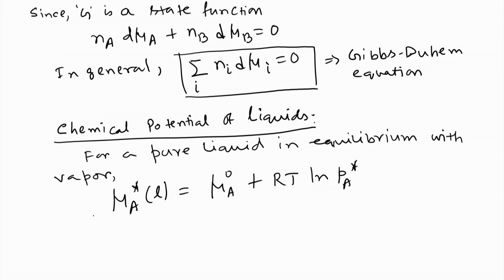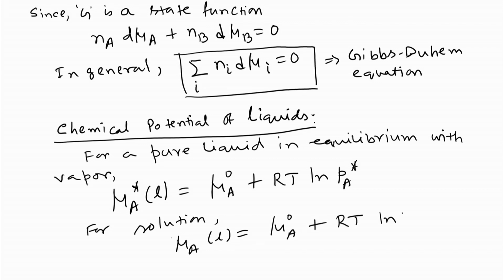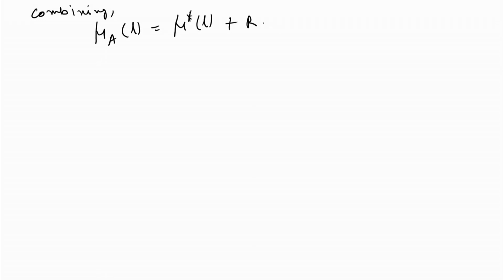And for solution, we can write mu A liquid is nothing but mu naught A plus RT ln PA. And if we combine these two equations, we can write mu A liquid equals mu A star liquid plus RT ln PA by PA star.